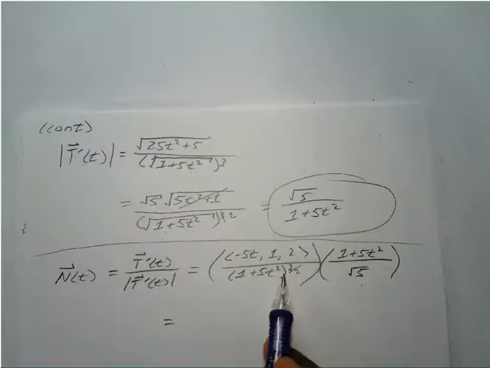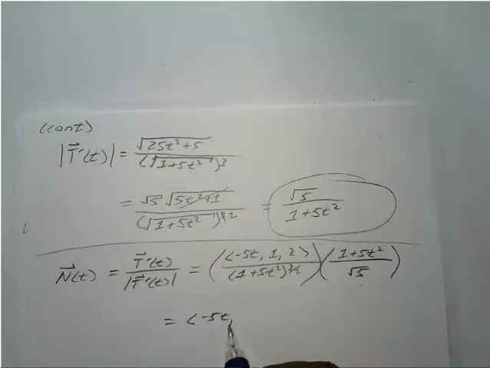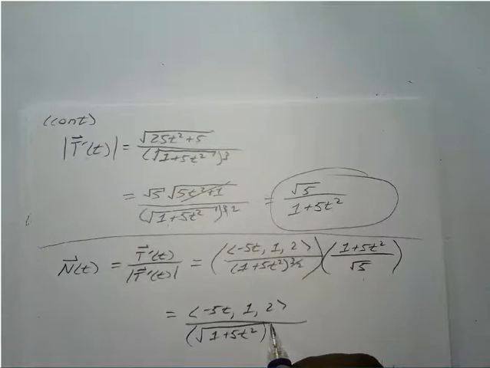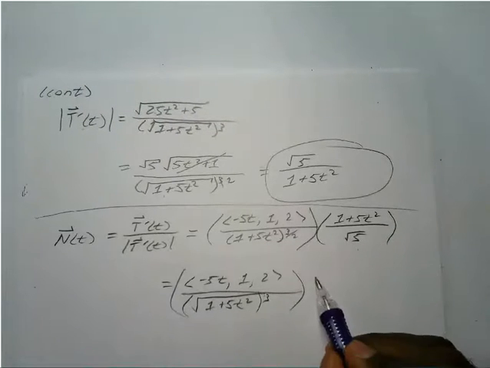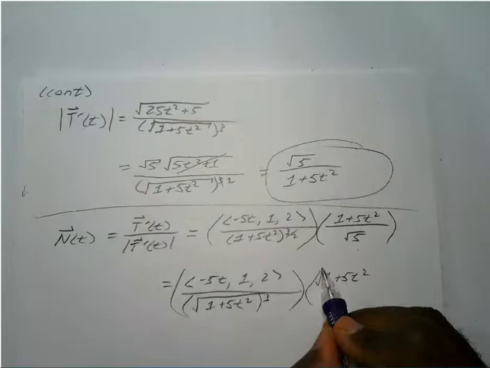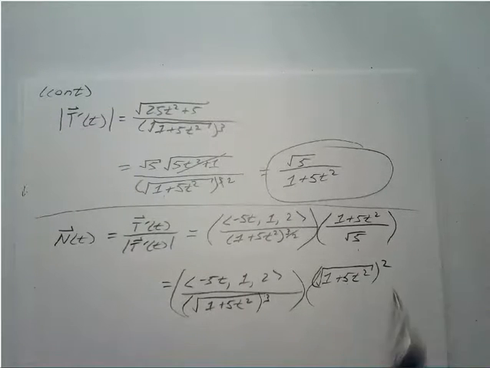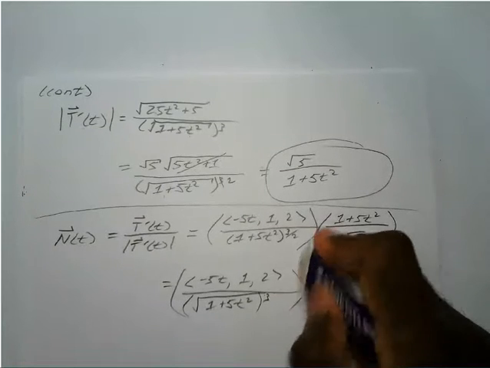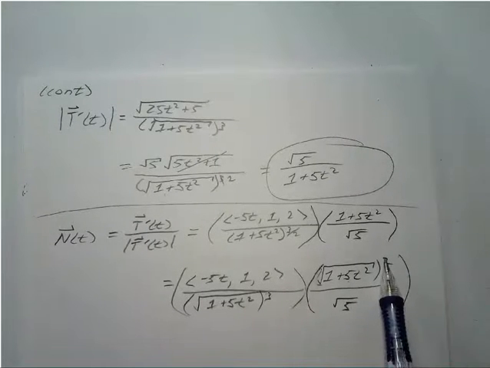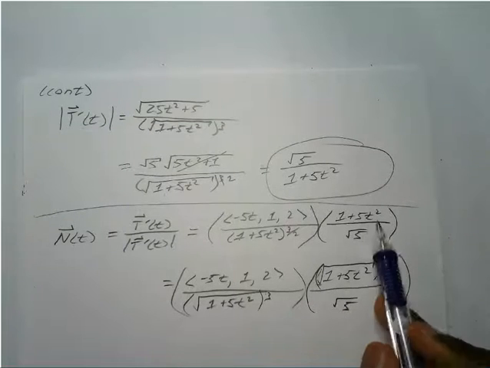Okay, so if we did decide to write this as negative 5t, 1, 2, over the square root of 1 plus 5t squared to the third power. And 1 plus 5t squared, remember, is just the square root of that squared. So you can actually rewrite it. Let me clear that up a little bit for you. Over square root of 5. Because remember, that square and square root will cancel out. So you'll end up right back here.